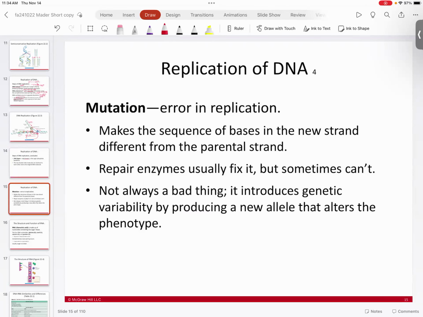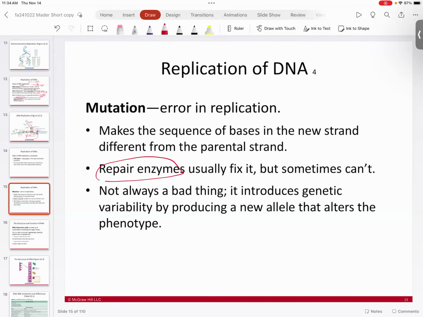So a mutation is essentially an error in replication. And so if you do a mismatch or a mispairing, then that would be a mutation. We have enzymes that can fix that. So entire groups of repair enzymes can go in there and fix the mutation or fix the damaged DNA. However, they can't always fix it. And so most of the time, mutations are a disruption in the gene and it's a negative.